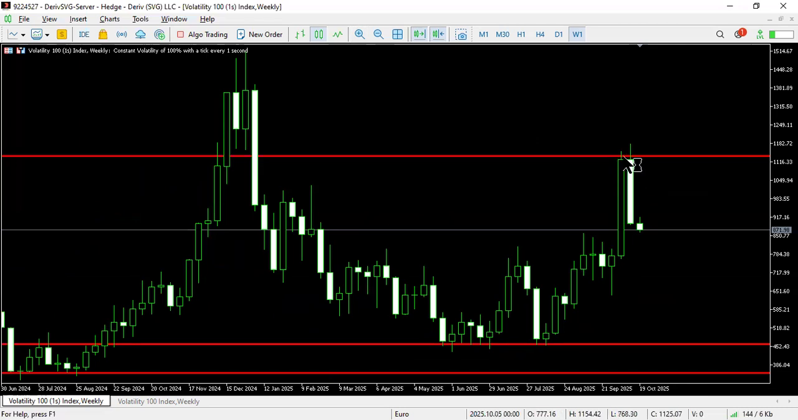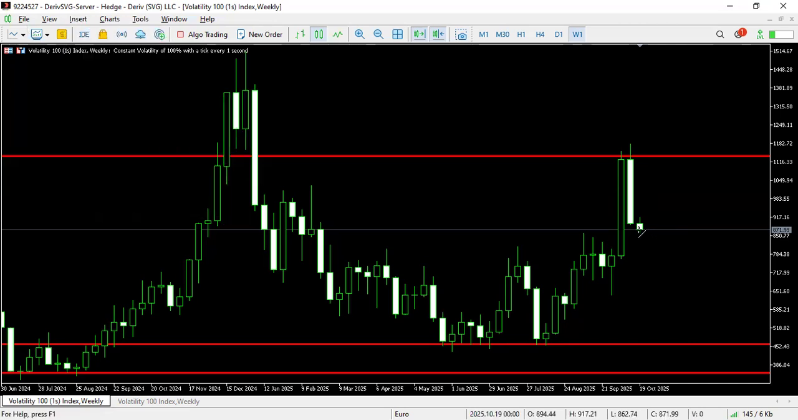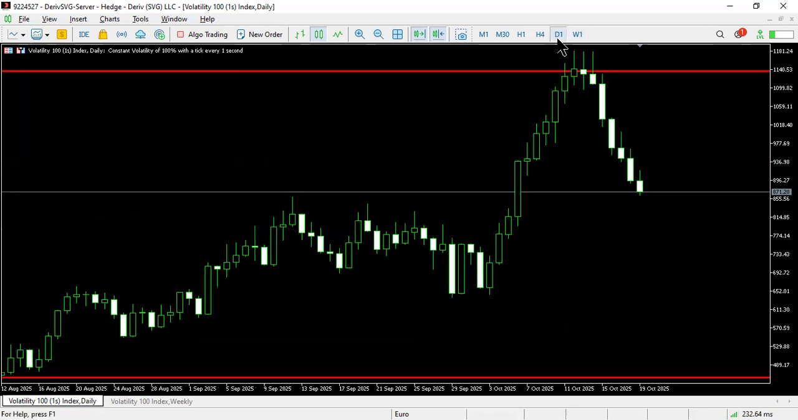So our week closed with a tweezer top. So that is a reversal candlestick indicating price is shooting to the downside. So our bias is bearish, and we'll be looking for selling opportunities until that demand level. So that's it from the weekly time frame. Let us move to the daily time frame.